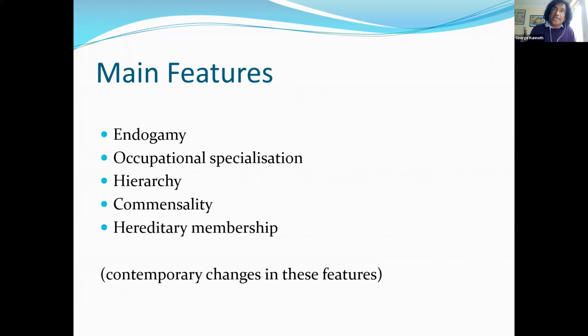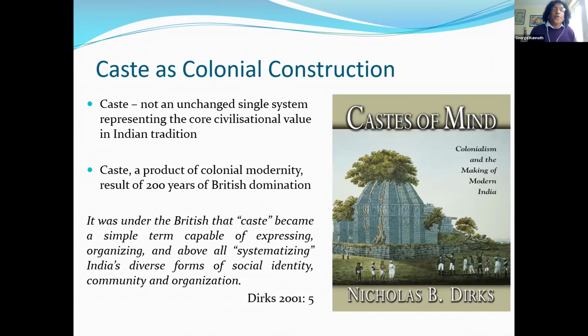Now, if we have this understanding of caste, was it always like this? Did we have these main features maybe 200 years ago or even earlier, where all these four categories were very watertight compartments? Did they exist at that time? No. We look at caste as a colonial construction. It is said that caste has never been a single system representing the core civilizational value in Indian tradition, but is a product of colonial modernity, of 200 years of British rule.